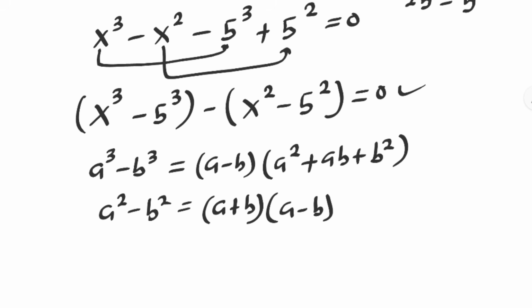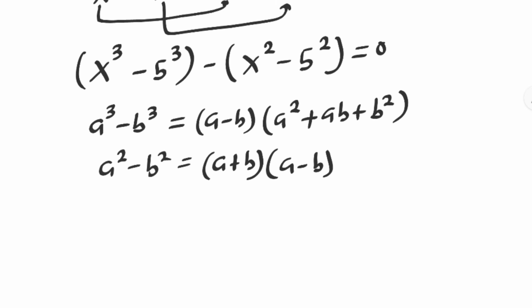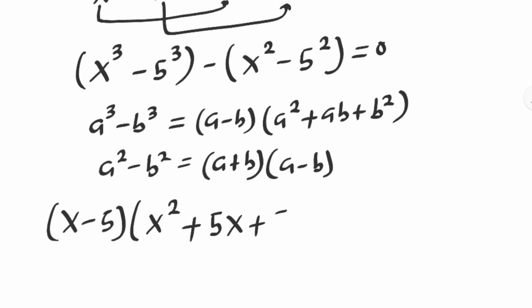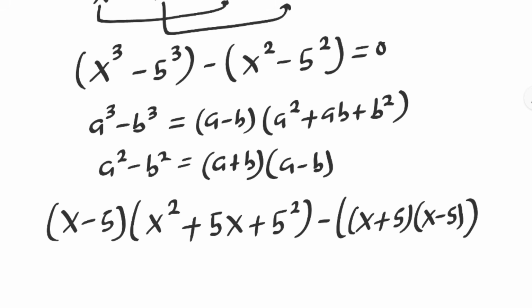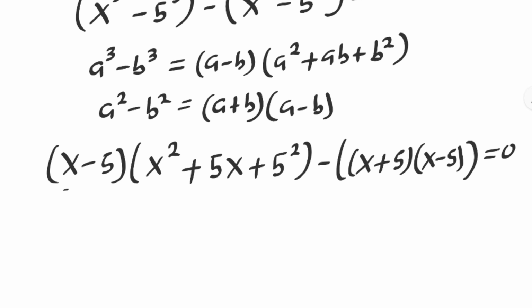Then this can be written as s minus 5 bracket. Here we have s square plus 5s plus 5 square, close the bracket, minus this s plus 5 bracket s minus 5 bracket, close the bracket, is equal to 0. You can see that s minus 5 is common.